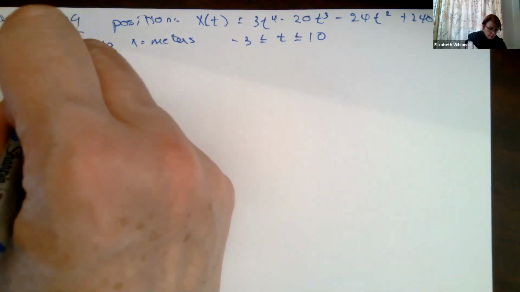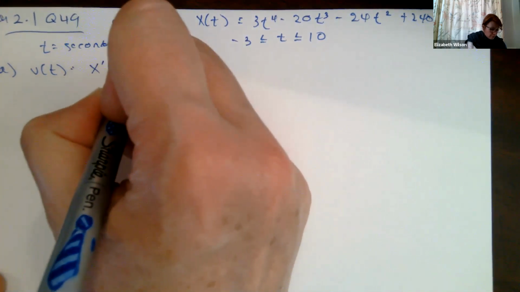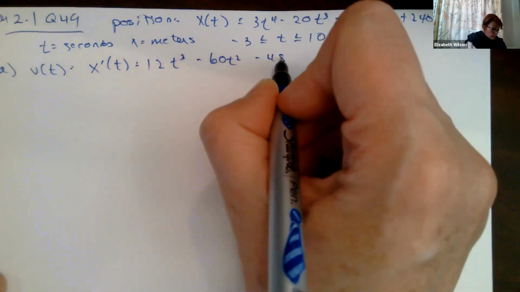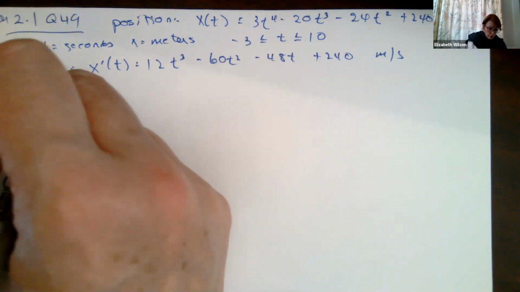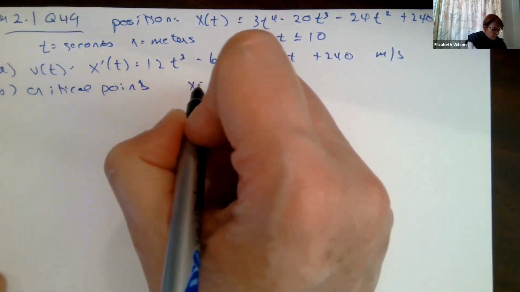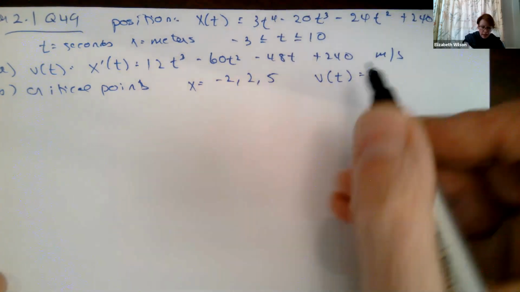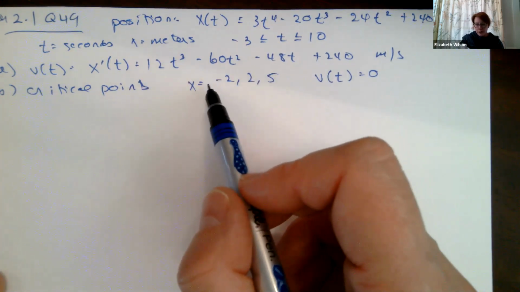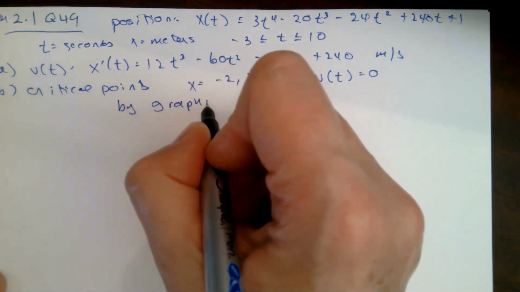Our velocity for part A was the derivative of our position, which gave me 12t cubed minus 60t squared minus 48t plus 240, in meters per second. Part B, our critical points. The critical points I got were t equals minus 2, positive 2, and 5. That's where our velocity equals 0. I put this into a graphing calculator and found where it passes through the axis. So you can use a graphing calculator.